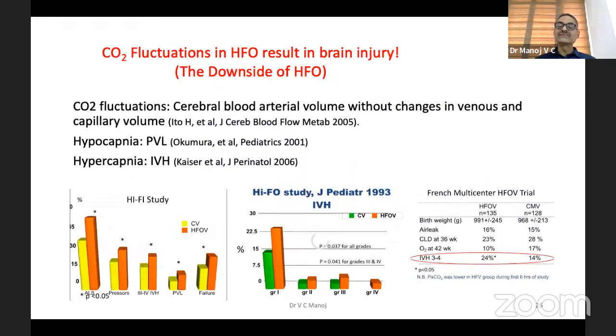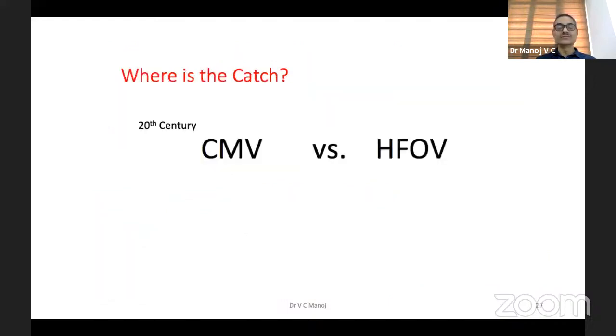Actually, in the previous century, there used to be worse outcomes also with HFO, like hypercapnia because of the sudden fluctuations in carbon dioxide, which resulted in more babies landing with brain injury, IVH and all, in the HIFI study, HIFO study, French multi-center study, etc. So the conclusion in those days was that HFO is inferior. Don't use HFO in preterm babies.